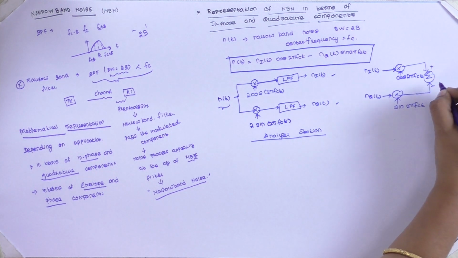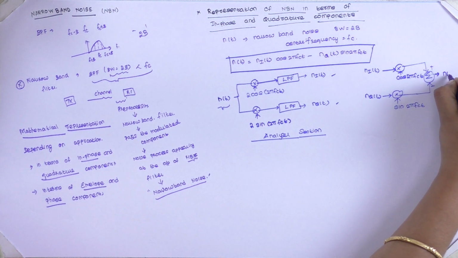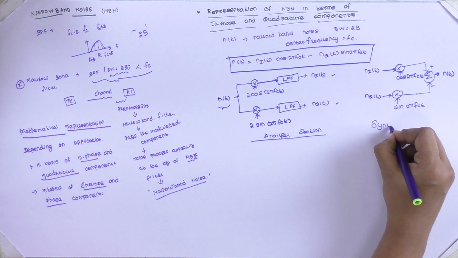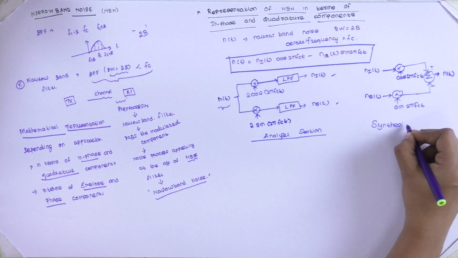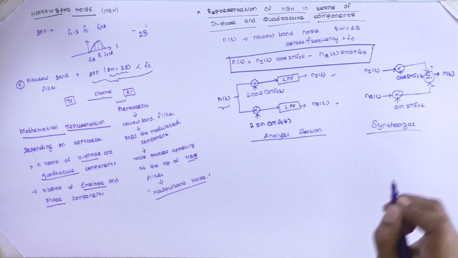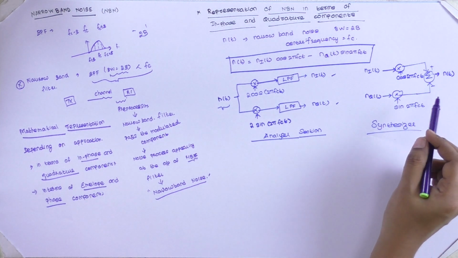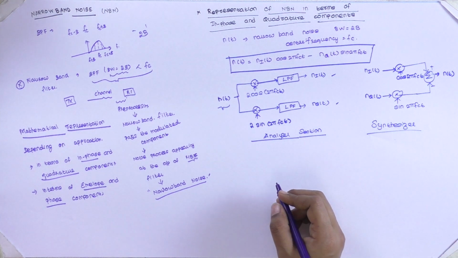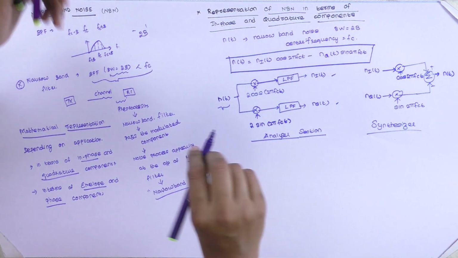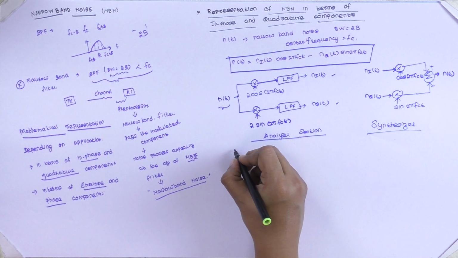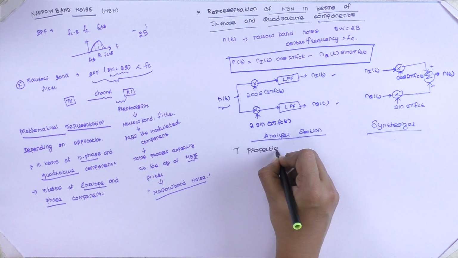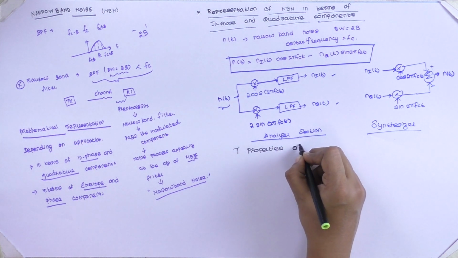After summing these two components, we will get N of t, which is the narrowband noise. This is referred to as the synthesis section or synthesizer: generation of N of t from Ni of t and Nq of t. Now we are going to see the properties of narrowband noise. We have 7 properties, and we are going to see them one by one.